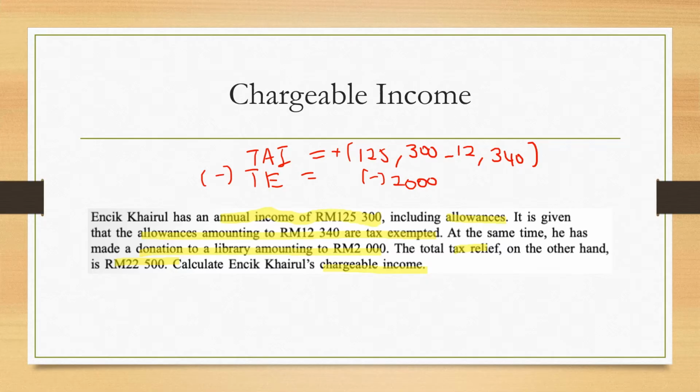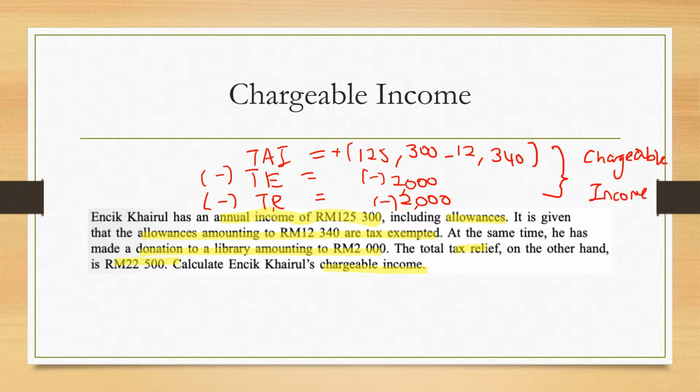Lastly, tax relief, TR, equals 22,500, so you minus that as well. Once you get all these figures, you should get your payable income tax, your chargeable income, my apologies. So you should be getting your chargeable income. Okay, so note that.